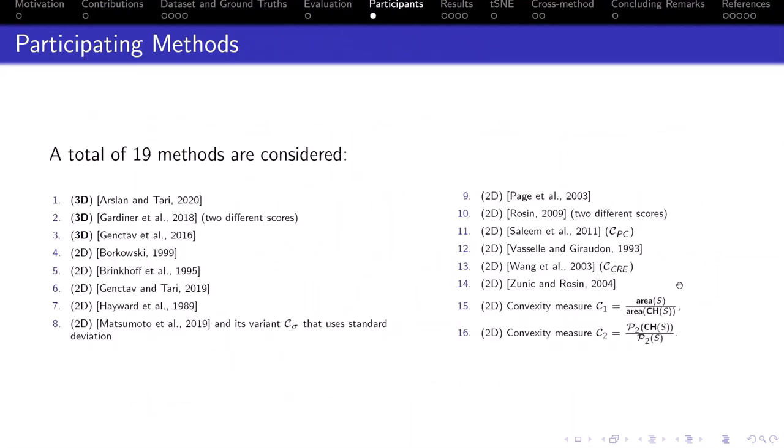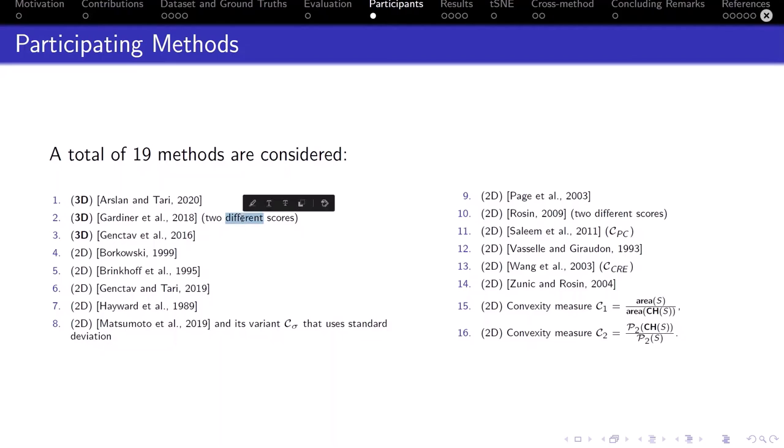And before presenting the results, let me introduce our participants. So we have considered in the scope of this work 19 methods, and here you see 16 of them listed, and that's because some methods provide two different scores, which is perfectly fine by our SHREC guidelines.